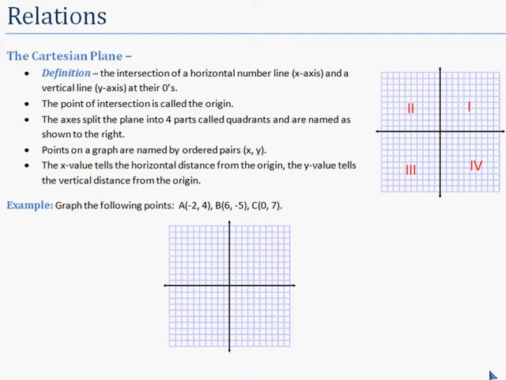The Cartesian plane is just the intersection of a horizontal number line, which is called the x-axis. So here's the x-axis, and a vertical number line, which is the y-axis. So we have the x-axis and the y-axis. They intersect at the zeros, and that point where they intersect is called the origin.